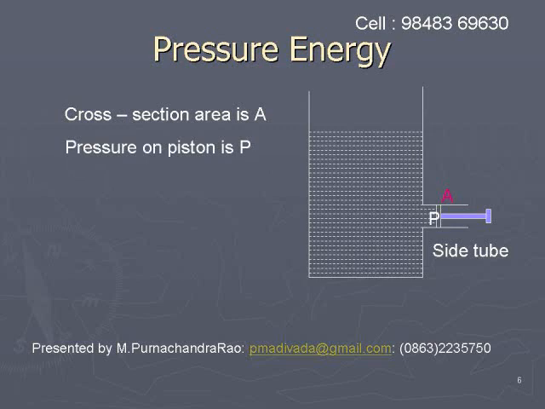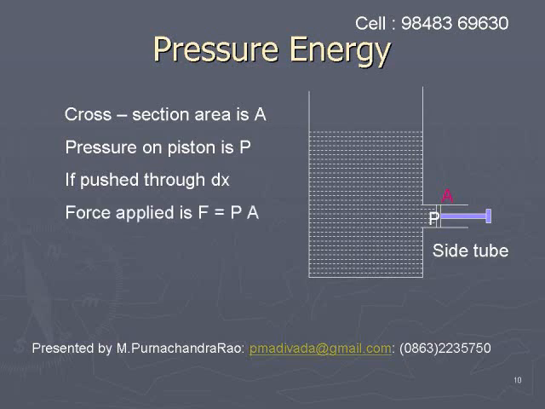then by applying the same pressure, the liquid can be pushed inside. Let us suppose this small tube is fitted with a piston. Then the pressure on the piston is P. By applying an equal pressure P, if the piston is pushed inside by a small distance dx, then the force applied is PA.